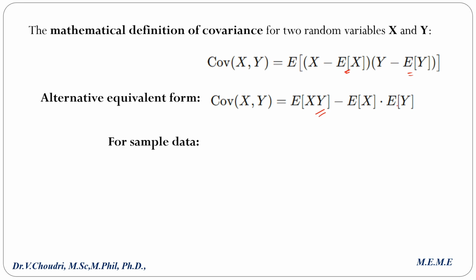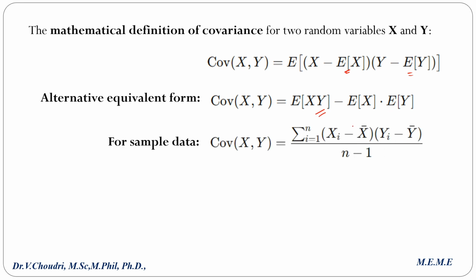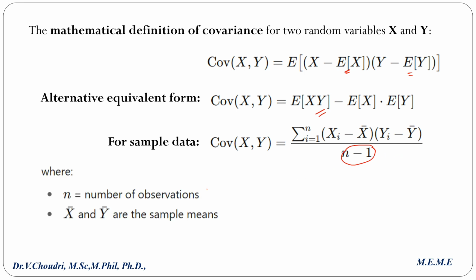Suppose the sample data is given. Already we have seen, summation of xi minus x bar into yi minus y bar, divided by degrees of freedom n minus 1. That is by Bessel's correction. Now n is the number of observations, x bar and y bar are the sample means. x bar is the sample mean of x and y bar is the sample mean of y. Okay, now see the examples.